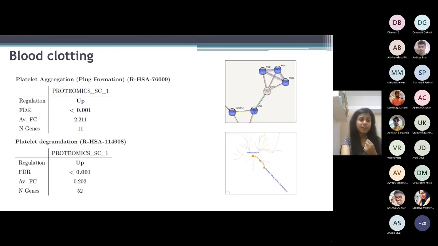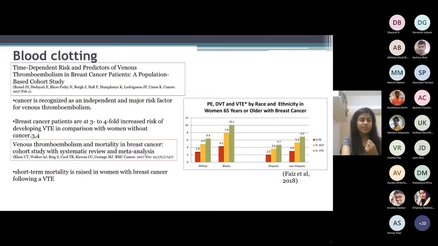Next, blood clotting pathways such as platelet aggregation and platelet degranulation were found to be upregulated from Reactome. These included proteins such as fibrinogens, etc. So again, considering previously published literature, it has been established that breast cancer patients are at a higher risk of undergoing venous thromboembolism or VTE, which is basically an increase in blood clotting in venous blood.